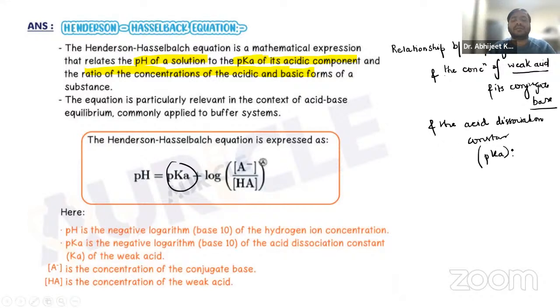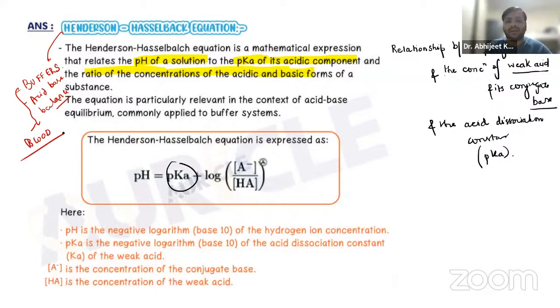So what is actually the role of this equation? This is very important, guys, in understanding the behavior of buffers. This equation is very, very important in understanding the behavior and role of buffers and acid-base balance in biological systems, and particularly we are talking about the blood component over here.